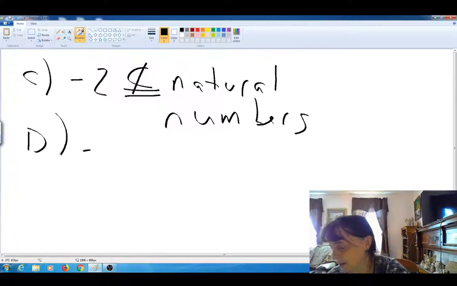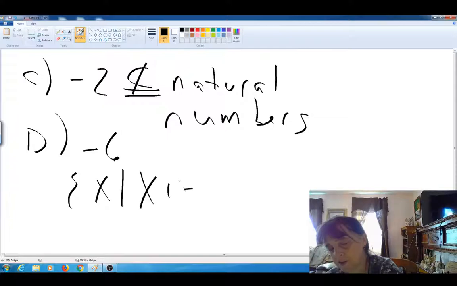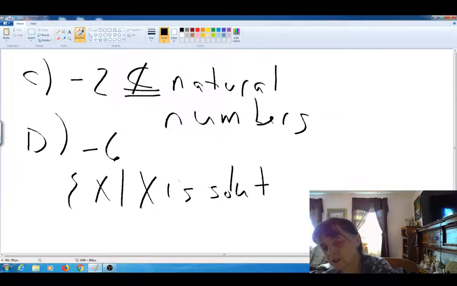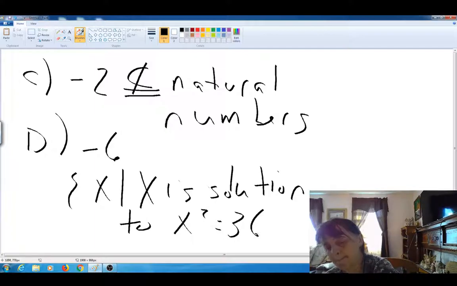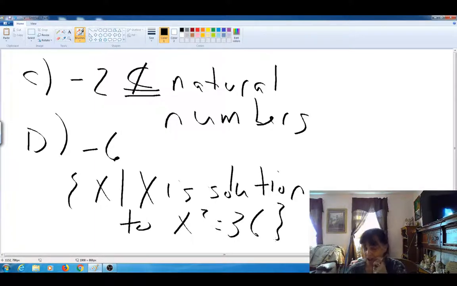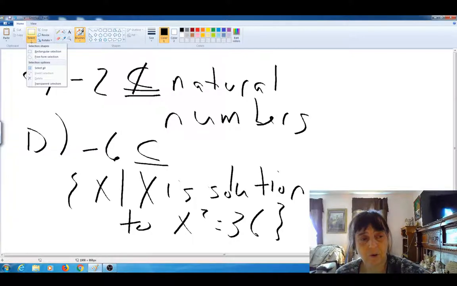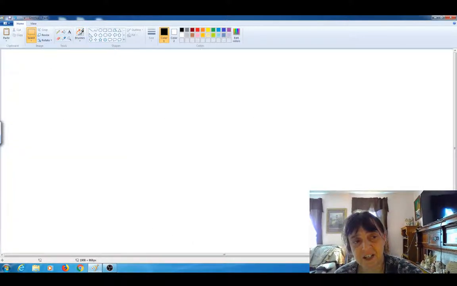And D, negative 6 is X, where X is a solution of the equation 2 x squared equals 36. That's true. So I will say it's one of the elements, and it will be a subset of, or proper subset. So I guess it will be either way. Now we'll talk about the next problem, number 15.